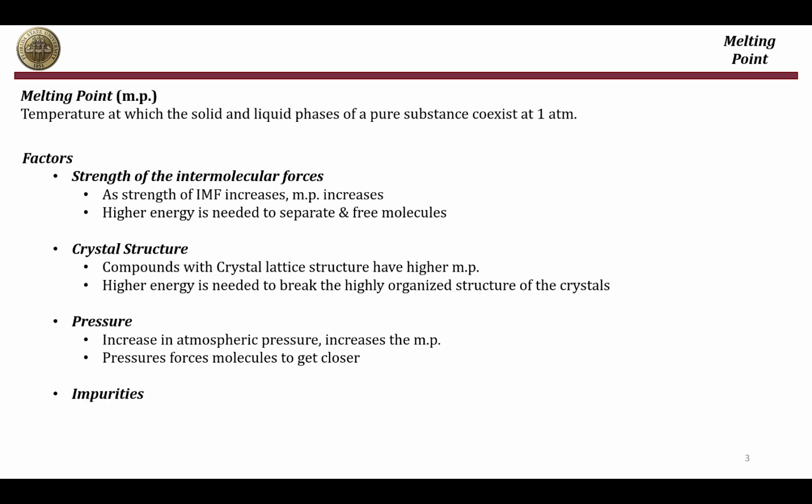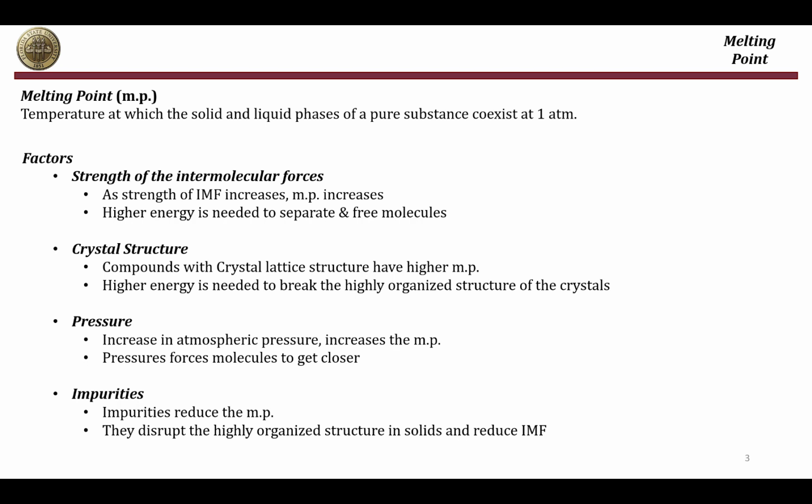The last factor which affects the melting point is the presence of impurities. Impurities are known to reduce the melting point of a compound. So usually, whenever the melting point of a compound deviates from its known literature value, this indicates that this solid is actually impure, because the impurities are reducing the melting point.